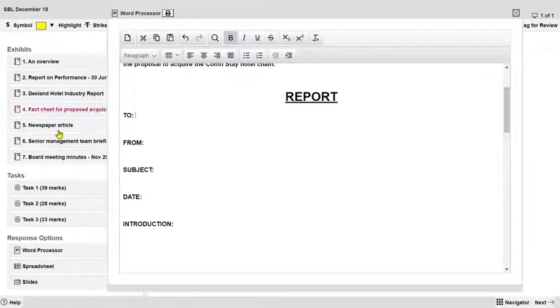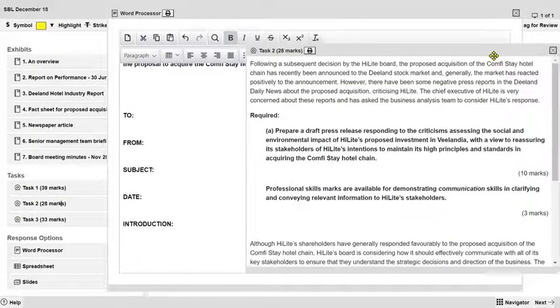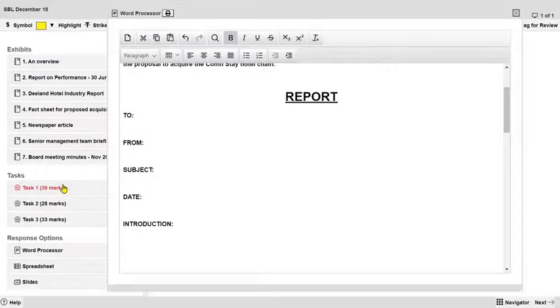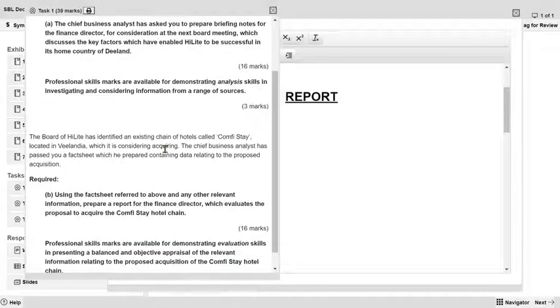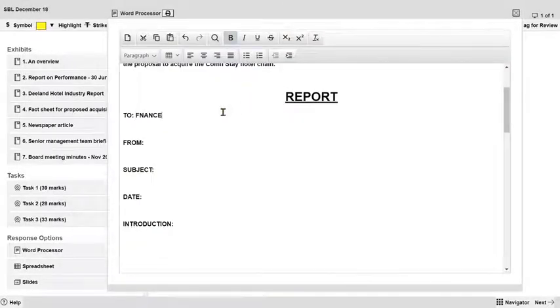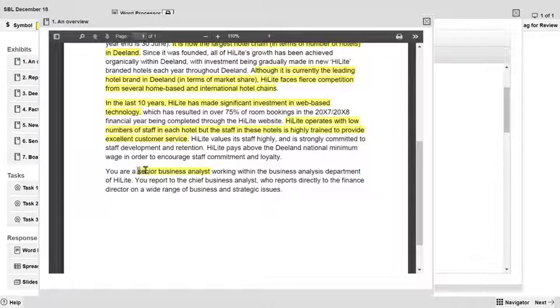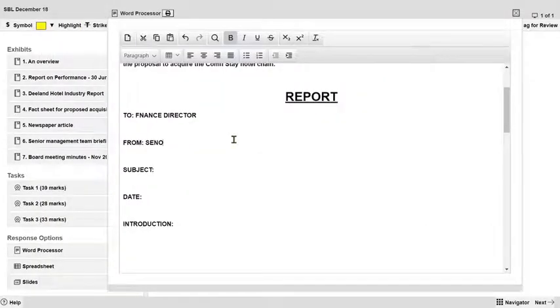I remember the question mentioned that someone was addressed in it. So let me open question 1B. Prepare a report for the finance director. What do I write? Finance director. That's it. From. What is my role? I remember it was somewhere here. Senior business analyst. Okay, you can copy paste from here or you can type.